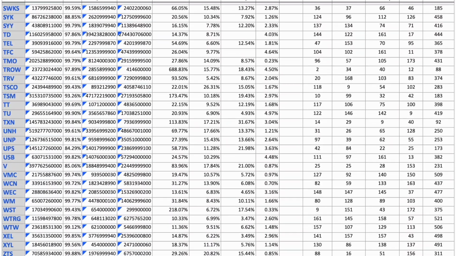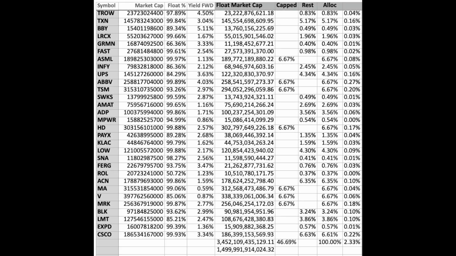Okay, so let me tell you which 30 stocks were chosen by this process. We have T. Rowe Price Group, Texas Instruments, Best Buy, Lam Research, Garmin, Fastenal, ASML Holdings, Infosys, UPS, AbbVie, Taiwan Semiconductor, Skyworks Solutions, Applied Materials, ADP, Monolithic Power Systems, Home Depot, Paychex, KLA Corporation, Lowe's, Snap-on, Ferguson plc, Rollins, Accenture, MasterCard, Visa, Merck, BlackRock, Lockheed Martin, Expeditors International of Washington, and Cisco.